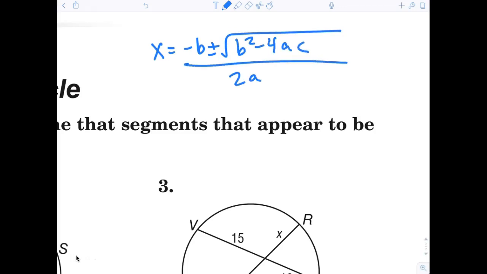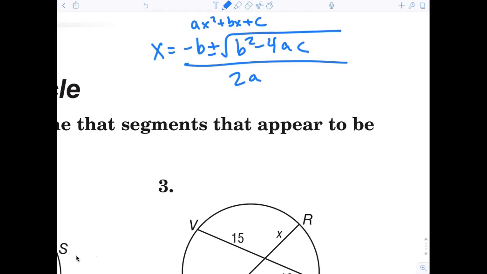Just in case it doesn't factor, you had to use the quadratic formula. And I'm sure all of you remember it from last year. All right, but that's the quadratic formula. And remember what it goes to: ax squared plus bx plus c. That's what you do if you can't factor.